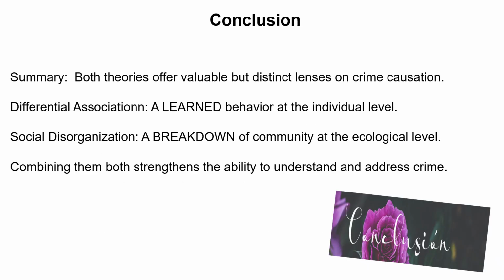In summary, both theories offer valuable but distinct lenses on crime causation. Differential association is a learned behavior at the individual level. Social disorganization is a breakdown of community at the ecological level. Combining them both strengthens the ability to understand and address crime.